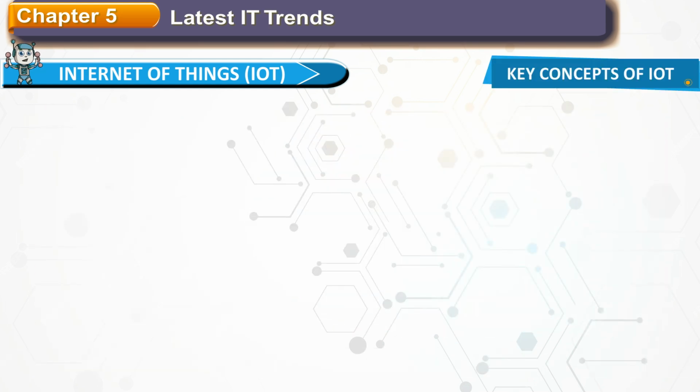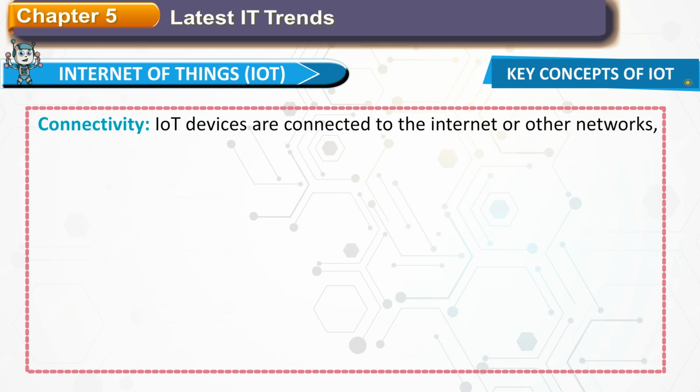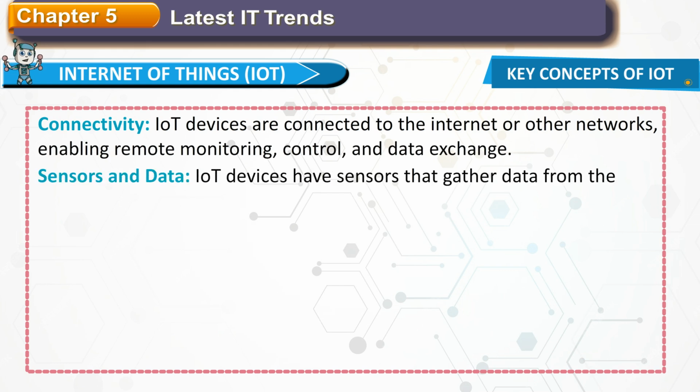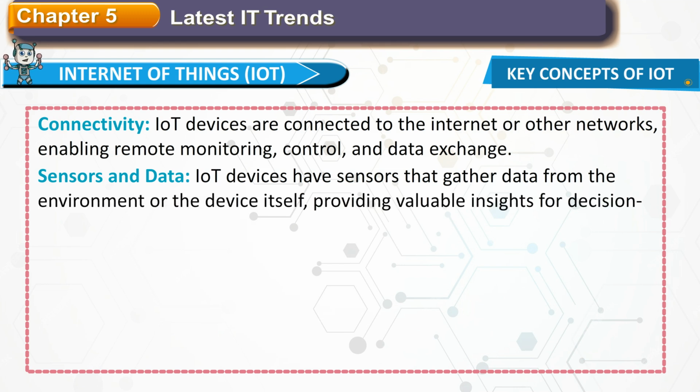Key concepts of IoT. Connectivity. IoT devices are connected to the Internet or other networks, enabling remote monitoring, control, and data exchange. Sensors and data. IoT devices have sensors that gather data from the environment or the device itself, providing valuable insights for decision-making.